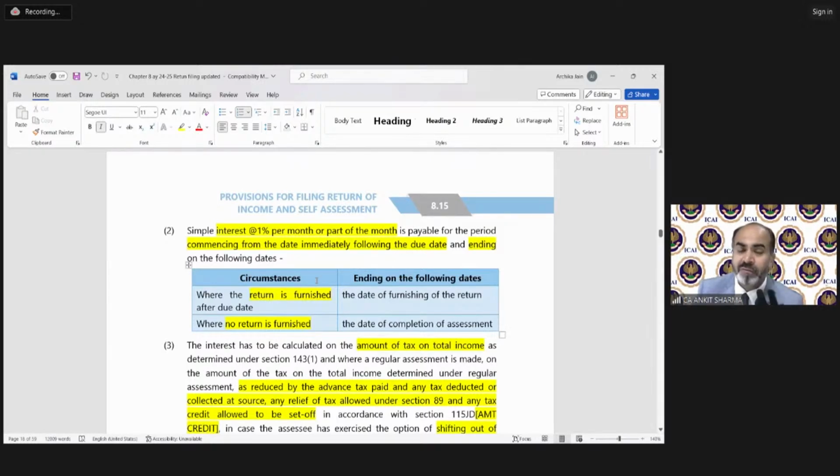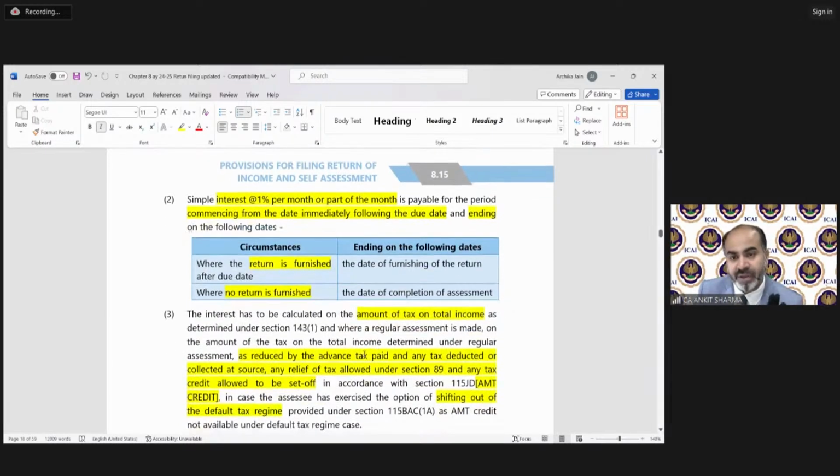So it will start from 1st of August. If the due date is 31st of October, then it will start from 1st of November. It will be ending on, if return is filed, date of furnishing. If no return filed, date of completion of assessment.